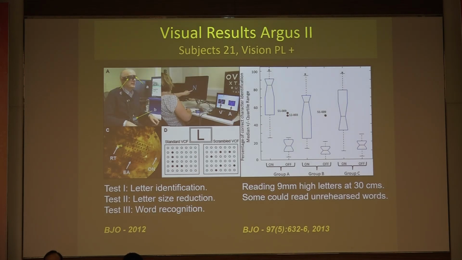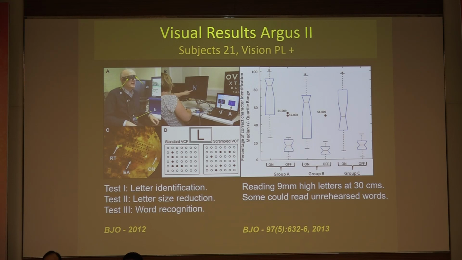Now, a lot of studies have been done in 2012 and 13 in which people have identified 9mm high letters at 30 centimeters, and some of them could also read unrehearsed words. So it's pretty successful commercially, and it has been available for the last 7, 8 years.